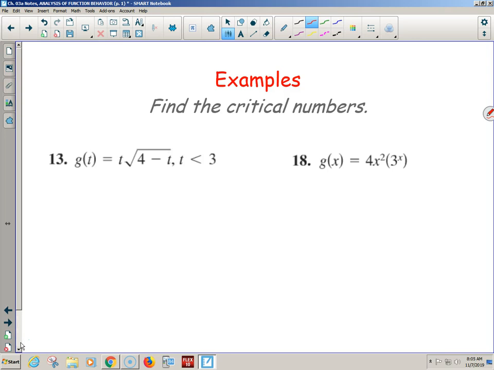Okay. So the first thing we're going to ask ourselves is, what is the domain of G? Why are we asking ourselves that? Well, what's the very first part of the critical number part? The function has to exist. So before we even think about derivatives, the function has to exist. Well, how do we know where the function exists? We think about where it doesn't.